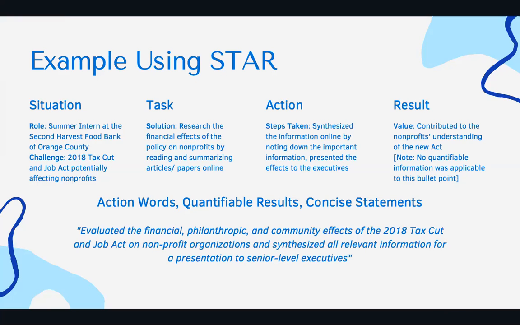So again, we want to highlight 3 key things when you're applying STAR to resumes. Having action words to start off your bullet point, having quantifiable results whenever possible, and making sure that your statement is concise. So here's an example that I took from my resume to summarize all of this into a bullet point. I said that I evaluated the financial, philanthropic, and community effects of the 2018 Tax Cut and Jobs Act on nonprofit organizations and synthesized all relevant information for a presentation to senior level executives.